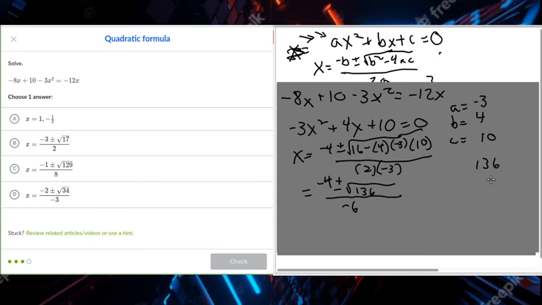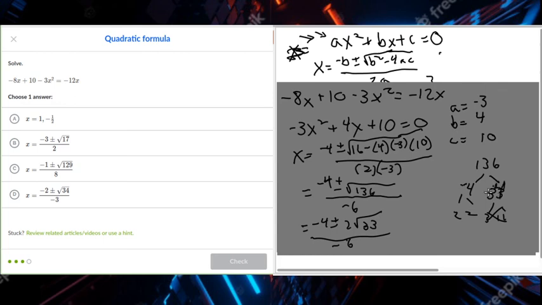And let's see if I can factor out anything from 136. It's going to be 4 times 34. So we're not going to get anything there, but we're going to get a 2 here. So we can factor out a 2 there, which is negative 4 plus or minus 2 square root of 34 all over negative 6.